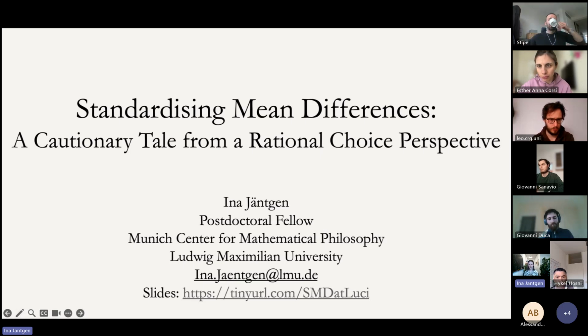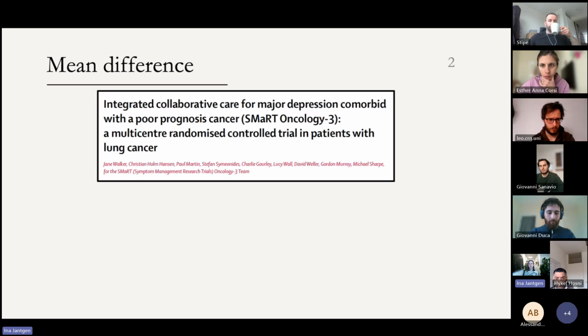So that's all quite abstract. To get us started, I wanted to introduce what a mean difference is and what a standardized mean difference is. I want to do that by focusing on an example. Consider the study here in which researchers tested the effectiveness of a collaborative care program for reducing depression severity in cancer patients. This collaborative care program is basically a set of different psychological interventions that are delivered by trained nurses, and these interventions are incorporated into the usual cancer care.